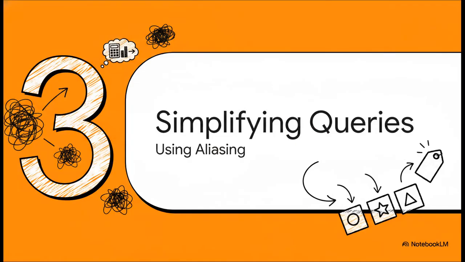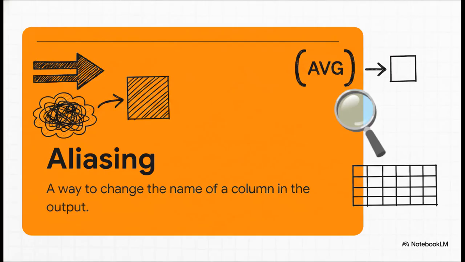Moving on to Section 3, simplifying queries with aliasing. As our queries get more complex with math and aggregations, our code can start to look incredibly messy. Aliasing is our way out. It's a way to change the name of a column in the output by assigning a function a specific name. So instead of writing out a clunky function like avgAge over and over, you simply assign it a clean name that also reflects in your final output table.